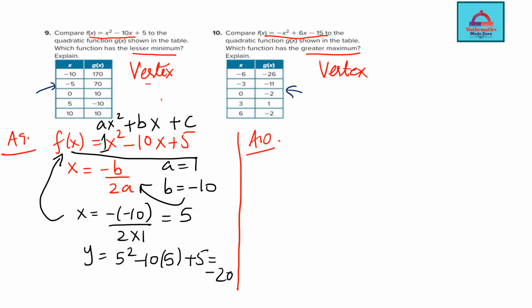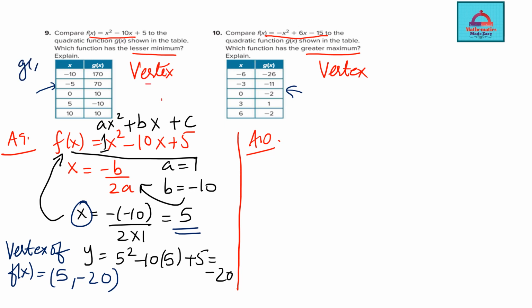So this value is coming out to be minus 20. What is the vertex? Let's summarize now. The vertex of f(x) comes out to be the point x equal to 5, y equal to minus 20. Now look at the x value, x is 5. So go to the table for g(x) and see where x equal to 5 is. What is the vertex? The vertex of g(x) is at x equal to 5, same x value and a different y value, minus 10.